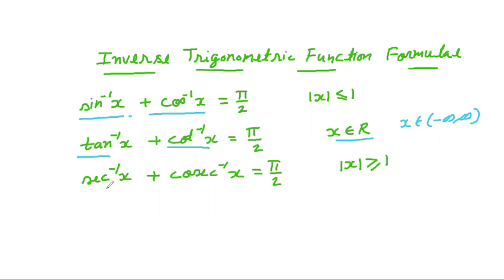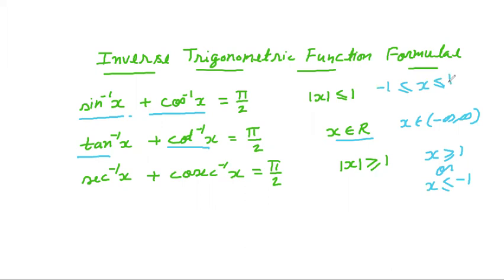Similarly, we see that here sec inverse x plus cosec inverse x equal to pi by 2. Secant and its co-function cosecant. So sec inverse x plus cosec inverse x equal to pi by 2. And the domain of sec inverse x and cosec inverse x are the same, mod x greater than or equal to 1. When I write here mod x greater than or equal to 1, what is the meaning of this? That x is greater than or equal to 1 or x is less than or equal to minus 1. When we write mod x less than or equal to 1, it means x lies in the range of minus 1 to plus 1.